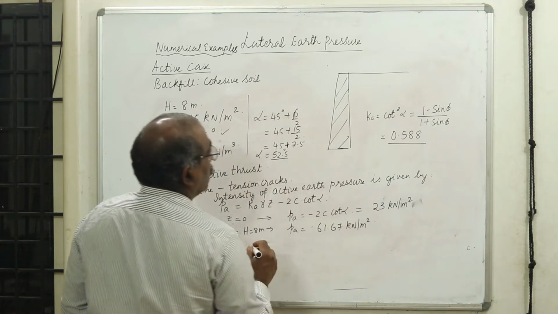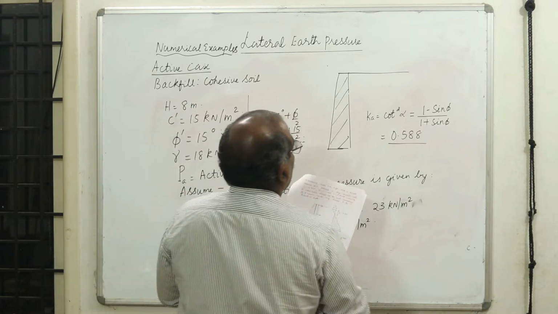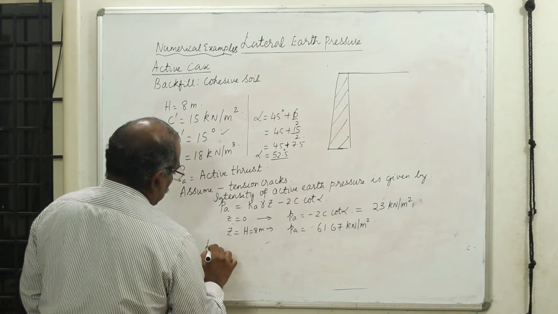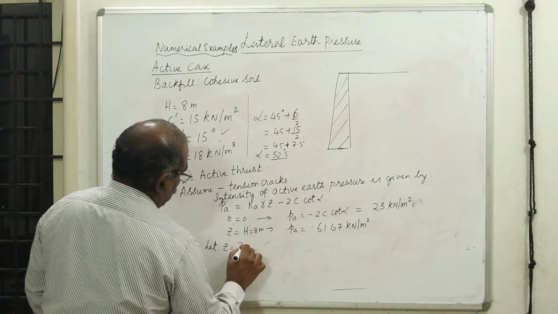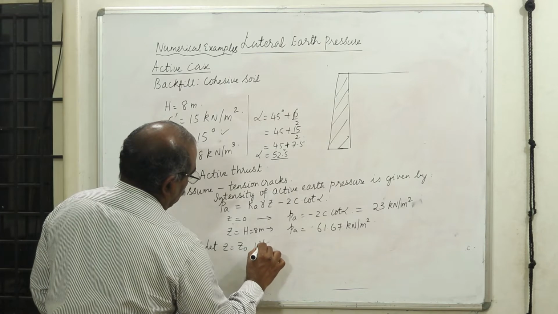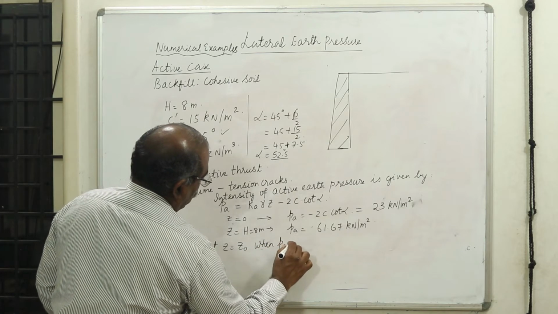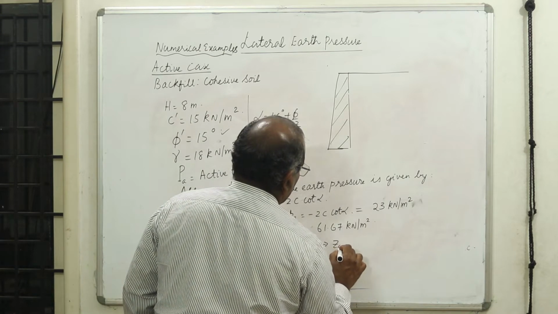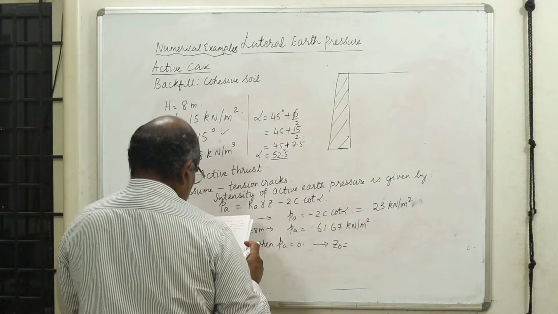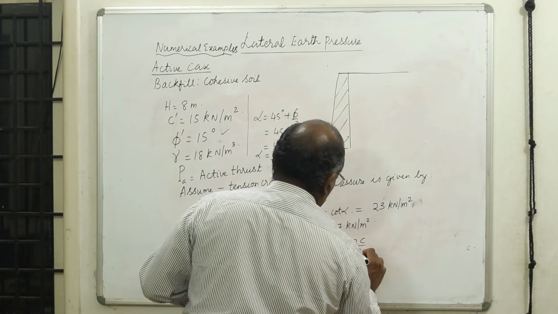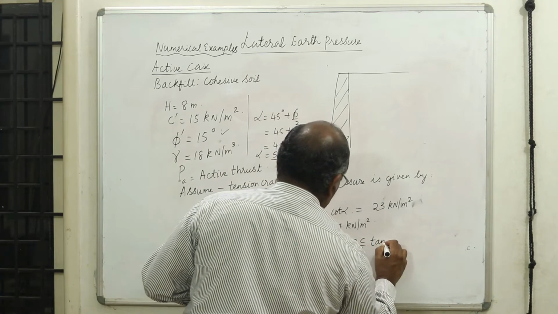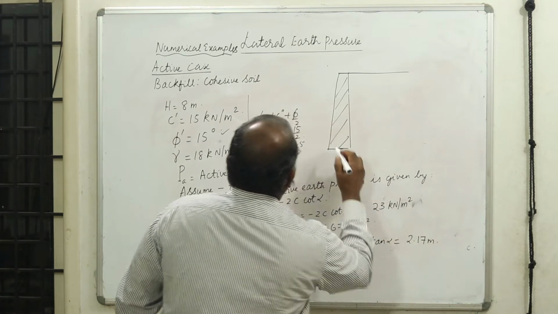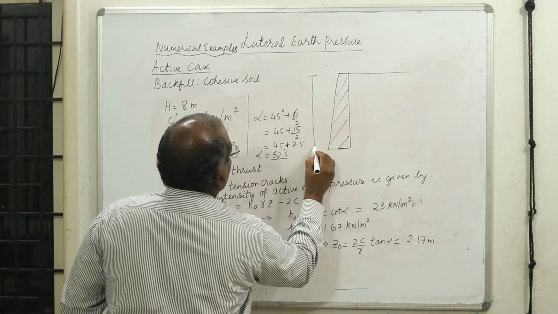Now we have to find out the depth at which, let Z be equal to Z naught, when PA is equal to 0. So when I substitute here, I get the value of Z naught. Z naught is nothing but 2C by gamma into tan alpha. This works out to 2.17. So this is 8 meters. H value is 8 meters.